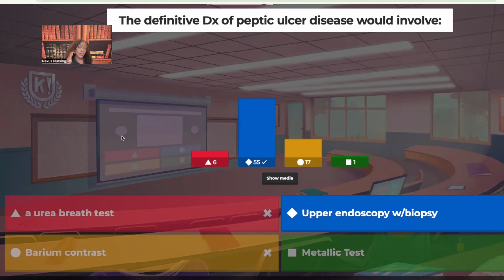Metallic test, that's another test for the H. pylori. The only correct answer here, guys, is the upper endoscopy with biopsy. Again, the biopsy, that is what's going to tell you definitively if you're dealing with peptic ulcer disease or maybe if you're dealing with something else.